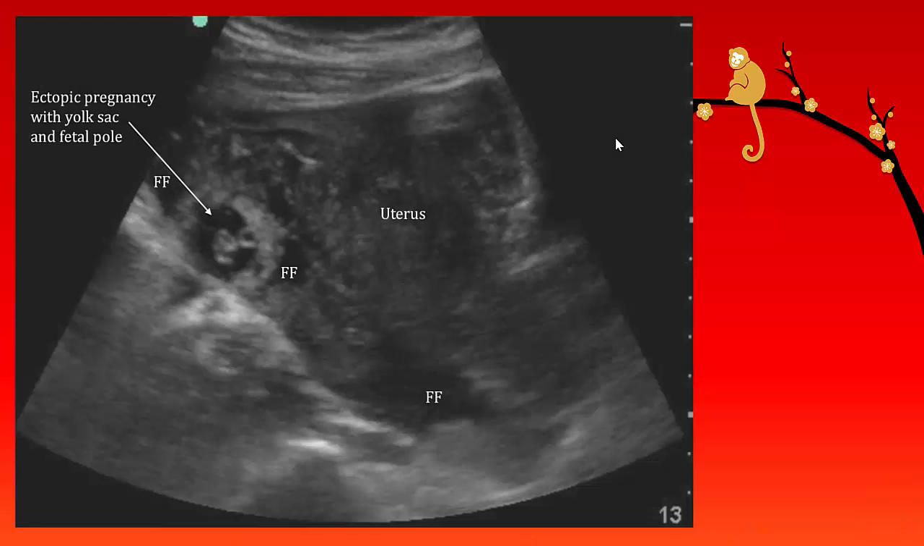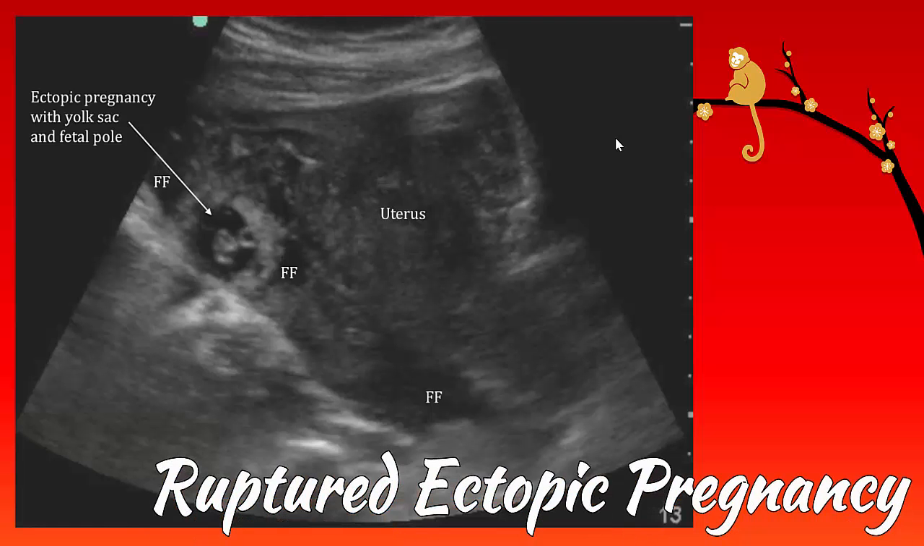Again, this is the same patient, but a different view. So you can see the uterus there. You can see the adnexa, and you've got evidence of ectopic pregnancy with yolk sac and fetal pole. Combined with that free fluid everywhere, this is a ruptured ectopic pregnancy. So this patient needs OB and operative management.